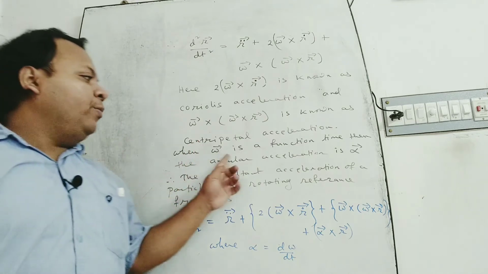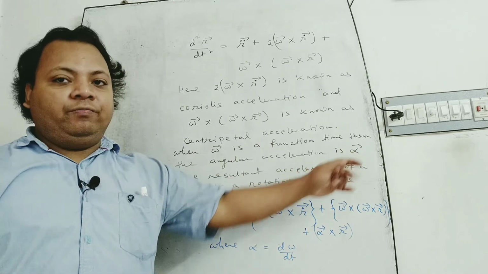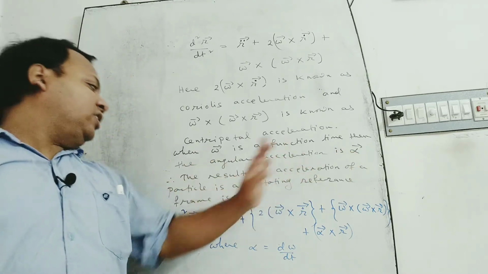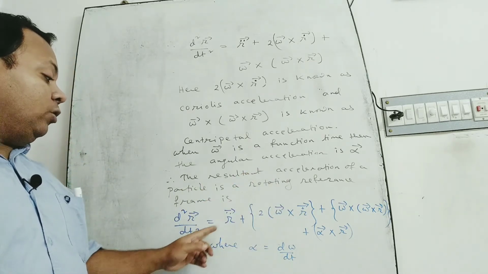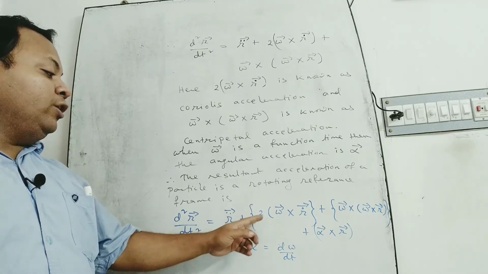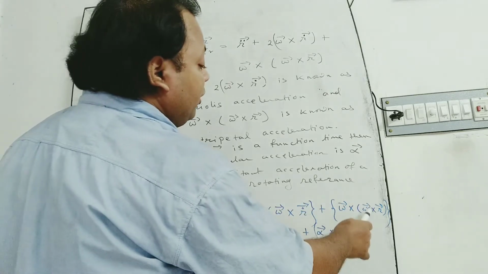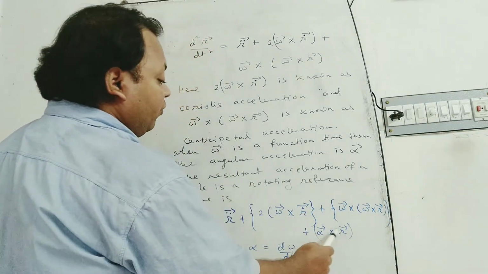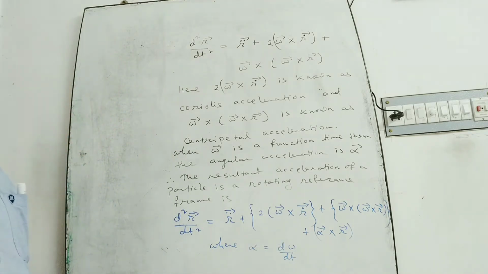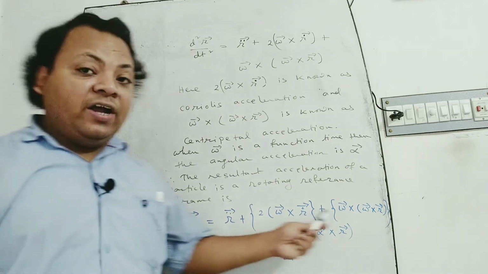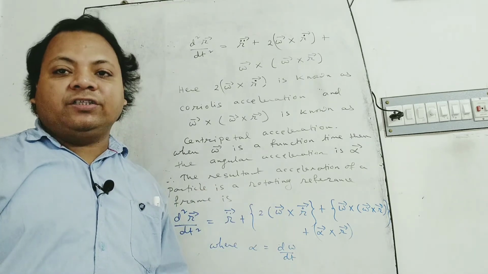And again, if omega is a function of time, then the angular acceleration is alpha. Therefore, the resultant acceleration of the particle in a rotating reference frame is d2r dt2 equal to r double dot vector plus 2 omega vector cross r dot vector plus omega cross omega cross r plus alpha cross r, where alpha is equal to d omega dt. This is the final expression of the acceleration of a particle in a rotating reference frame.